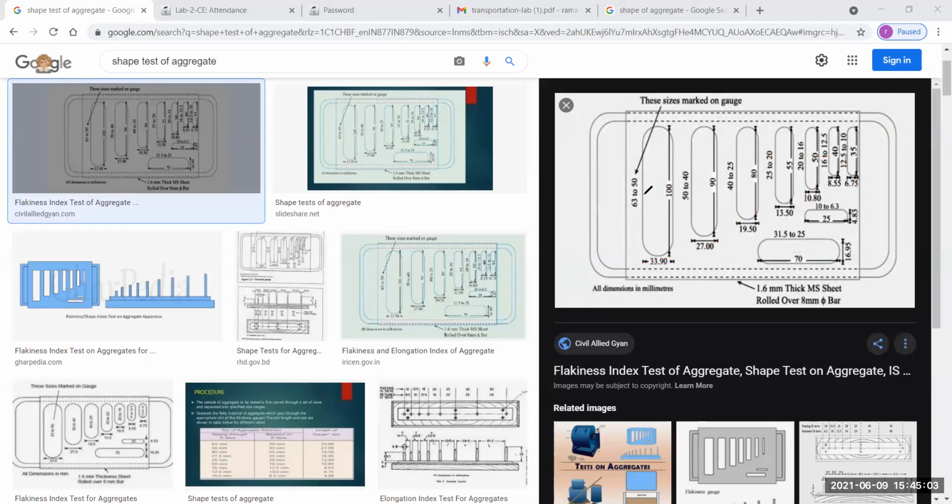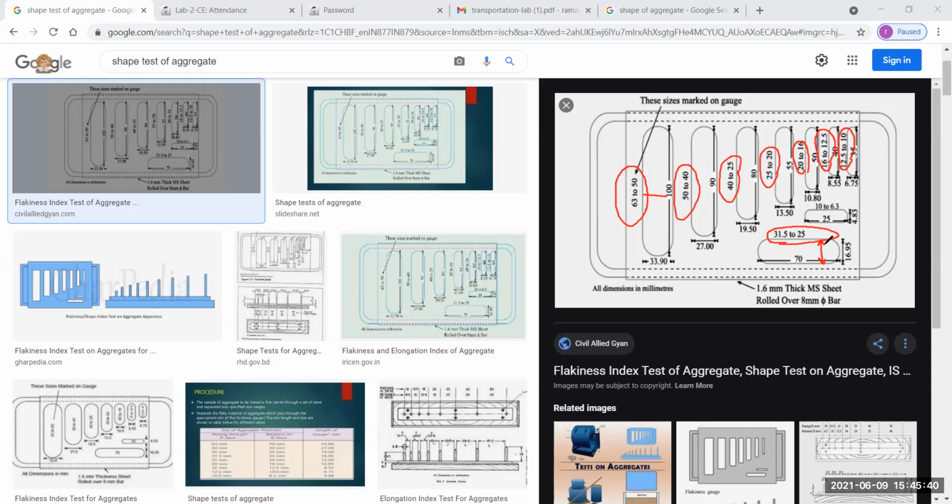Here you all see on this opening some number is given or some size is marked: 63 to 50, 50 to 40, 40 to 30, here 40 to 25, here 25 to 20, here 20 to 16, and so on. Here 16 to 12.5, and also 12.5 to 10, here some openings are given. Also from 31.5 to 25, here the number is given or size is marked, and here opening is given.